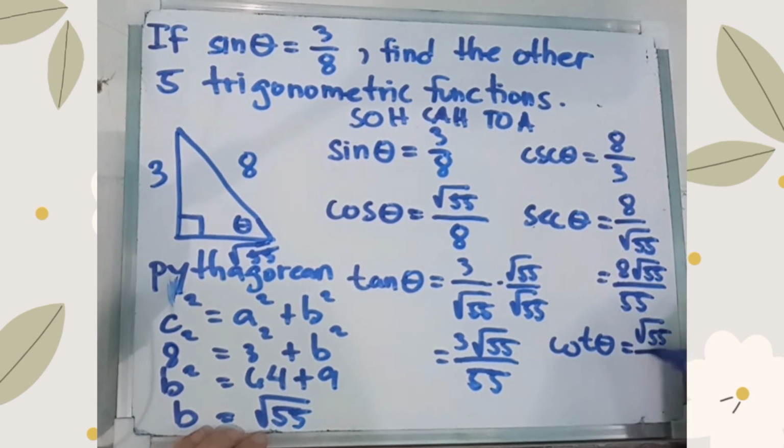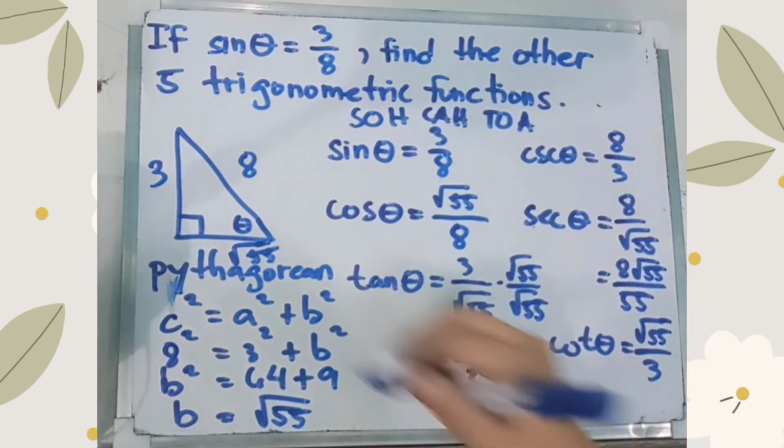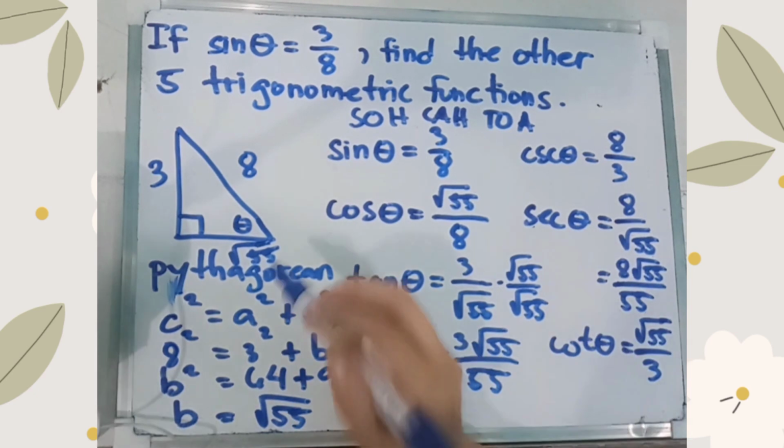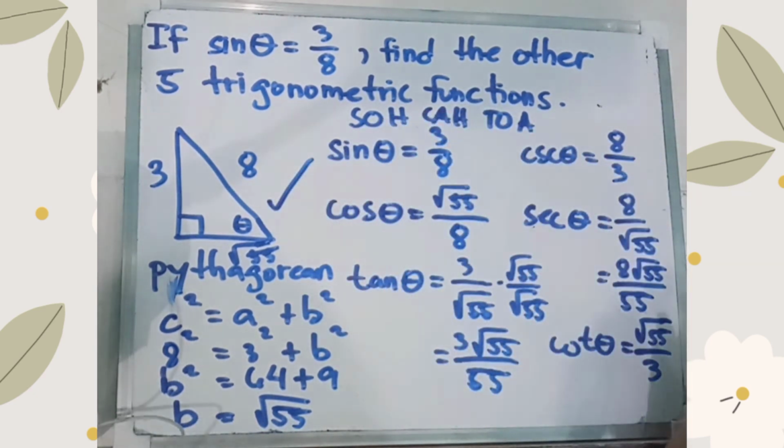Now lastly, for cotangent theta, which is the reciprocal of tangent theta, that is simply the square root of 55 over 3. It's okay if the numerator is a radical. It's fine as long as the denominator doesn't have any radical. Therefore, these are the 6 trigonometric functions or ratios given this certain right triangle.